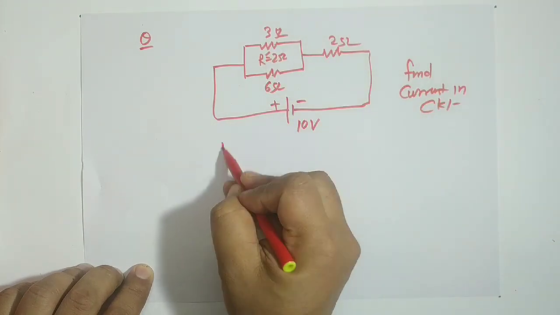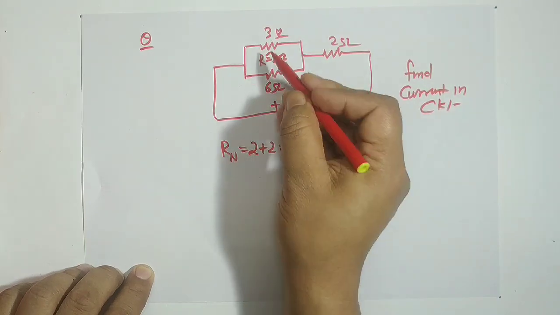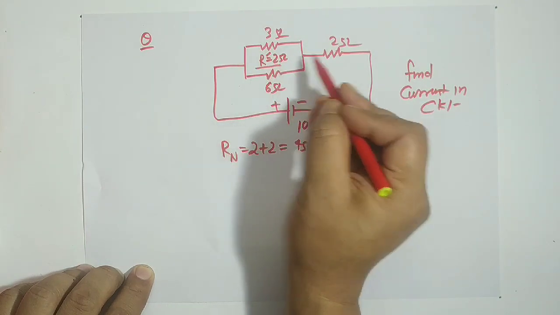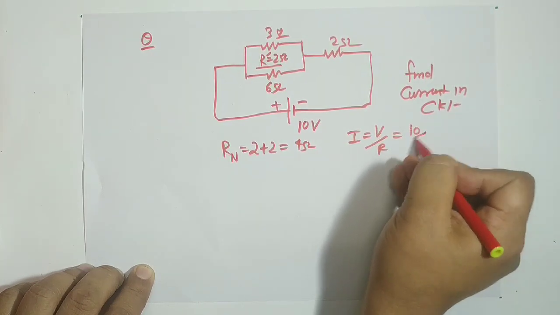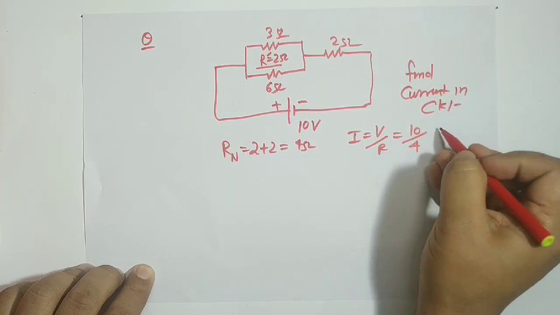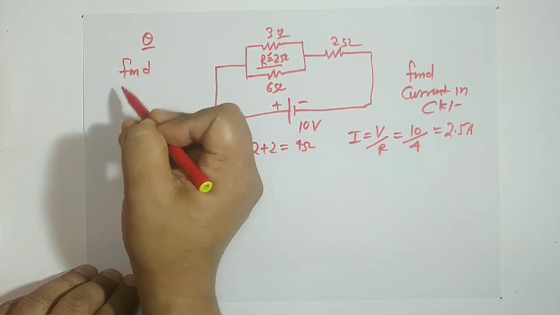And then 2 plus 2, so net resistance will be what? 2 plus 2 equal to 4 ohm. Are you getting it? 3 and 6 are in parallel, so it becomes what? 2 ohm. And then what is the current? V by R. So 10 by 4. So it becomes 2.5 ampere. So very easy if I ask you to find current in a circuit.